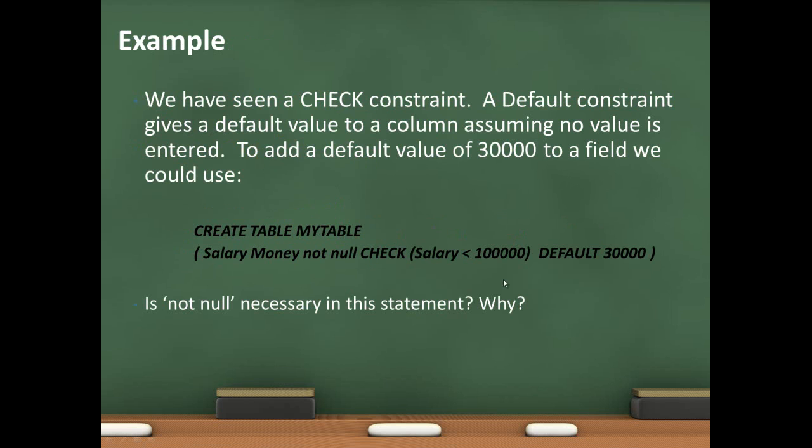And take a look here. Here's an example where I'm combining the two together, and I'm saying the check, that check to make sure salary is less, in this case, than 100,000. But if they don't put a value into it, I want it to default to 30,000. Now you better make sure, of course, that this default falls within the same range as your check here, which it does.